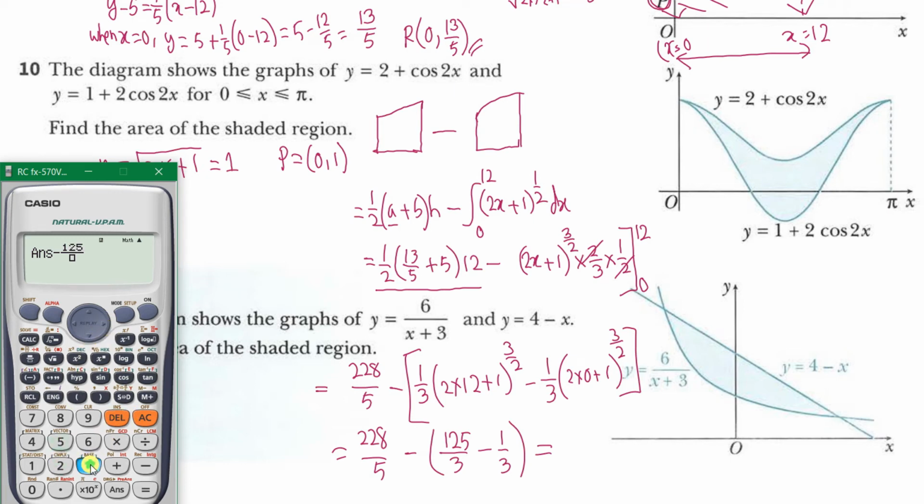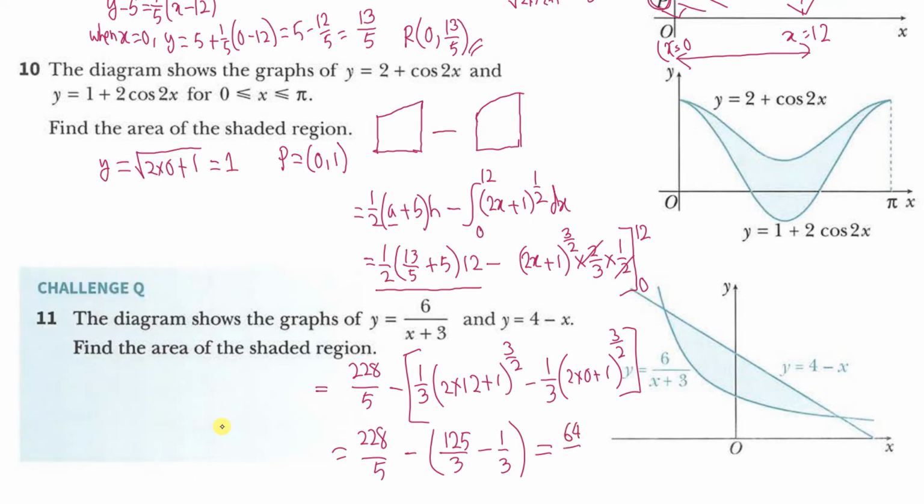divided by 3. You're welcome to write if I did any mistake. Because I'm doing it live, it's better to comment on the chat box. Plus, because it's minus minus plus. So the final answer is 64 by 15.